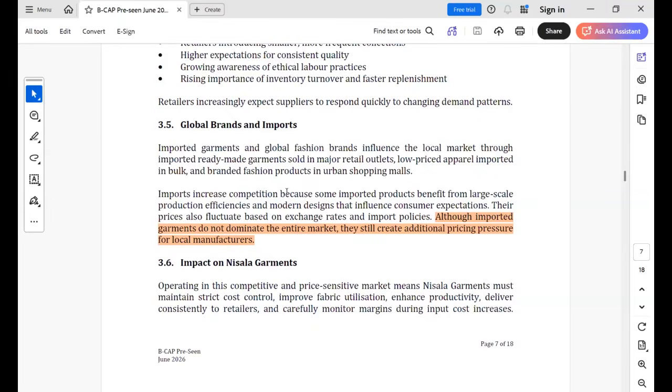So imports increase competition because some imported products benefit from large-scale production efficiencies and modern design that influence consumer expectations, right? Their prices also fluctuate based on the exchange rate and import policies. Although imported garments do not dominate the entire market, they still create additional pricing pressure for the local manufacturer.